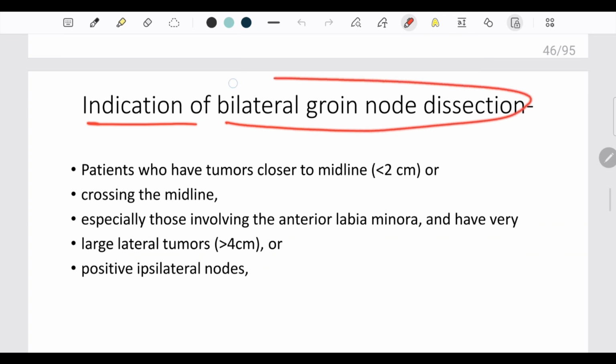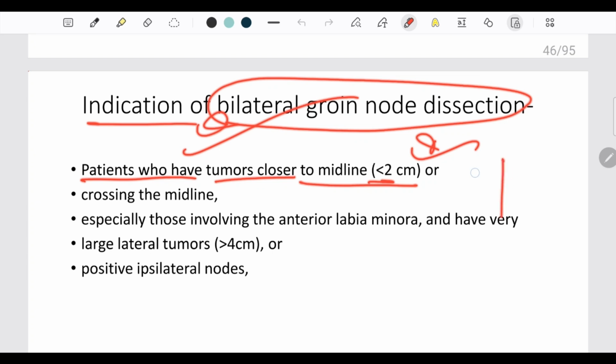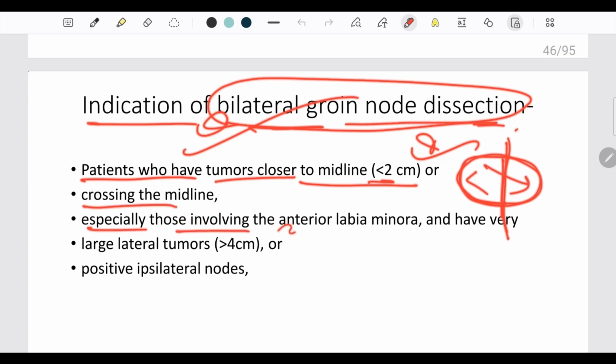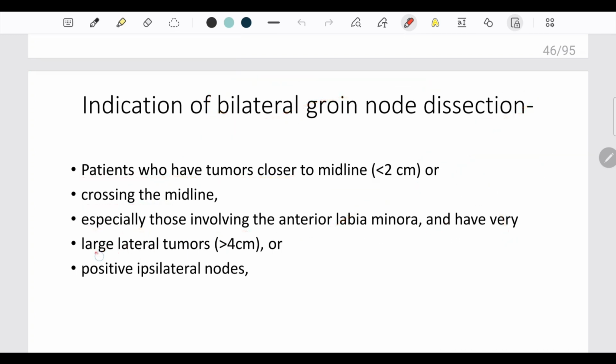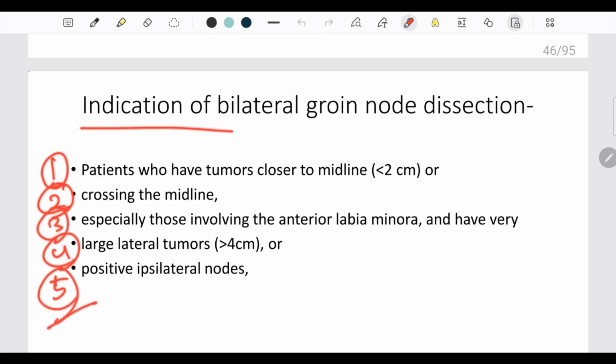Indication of bilateral groin node dissection. Patients who have tumors close to the midline, that is up to less than 2 cm. If within 2 cm there is tumor, then bilateral groin node dissection is to be done, and also for tumors crossing the midline, especially those involving the anterior labia minora, and very large tumors more than 4 cm or positive ipsilateral nodes. So the indications are patients who have tumors close to the midline, that is within 2 cm, crossing the midline, or those involving the anterior labia minora, or a large lateral tumor of more than 4 cm, or positive ipsilateral nodes.